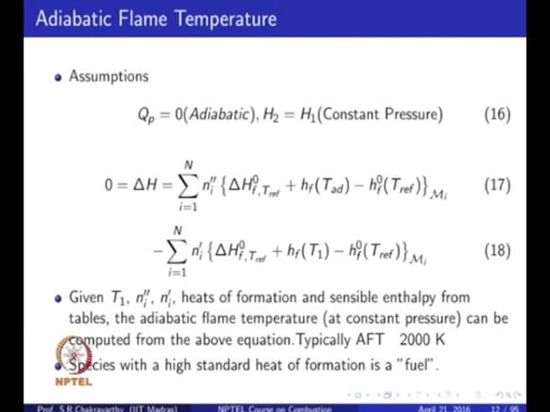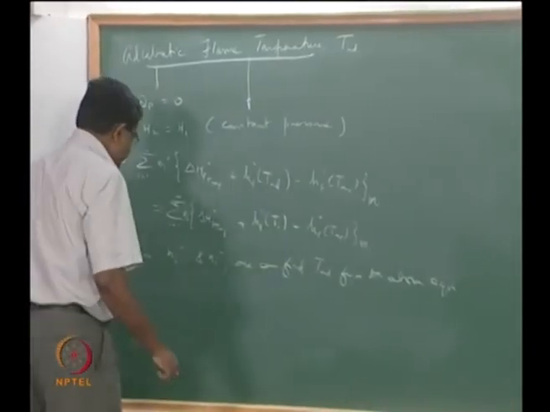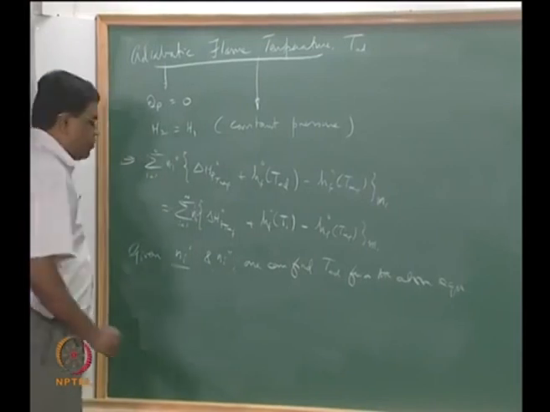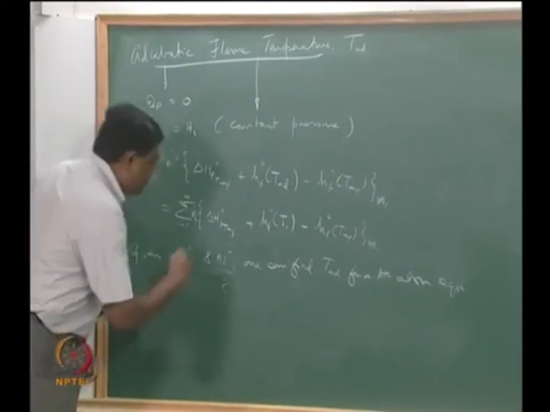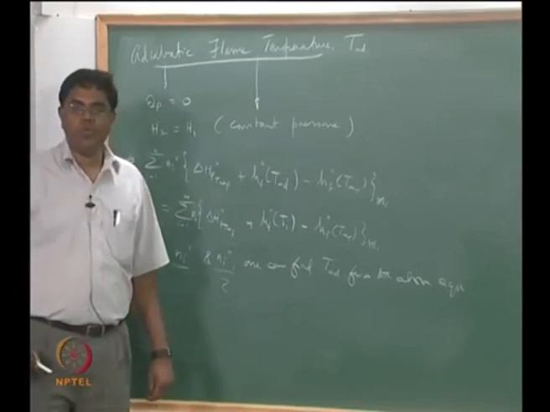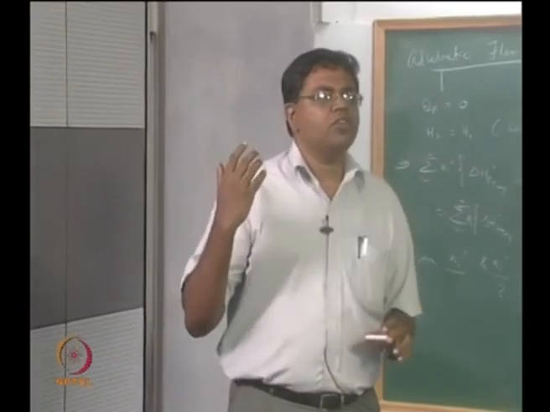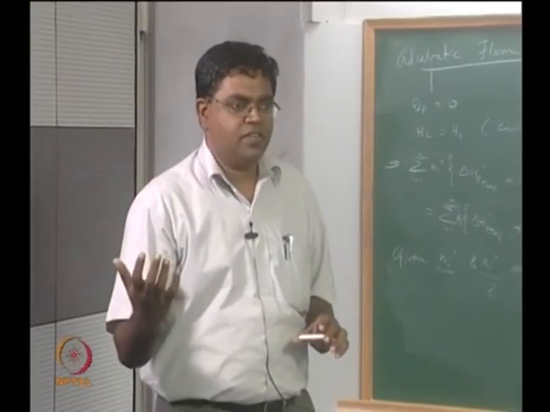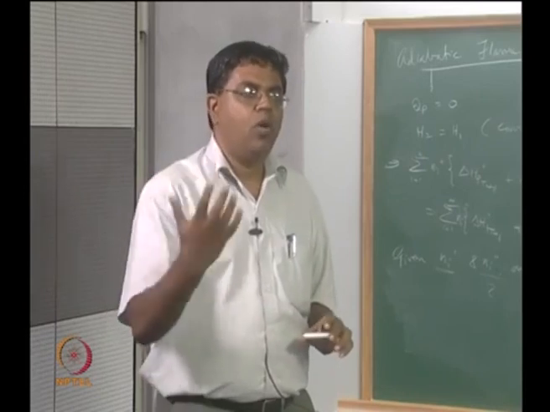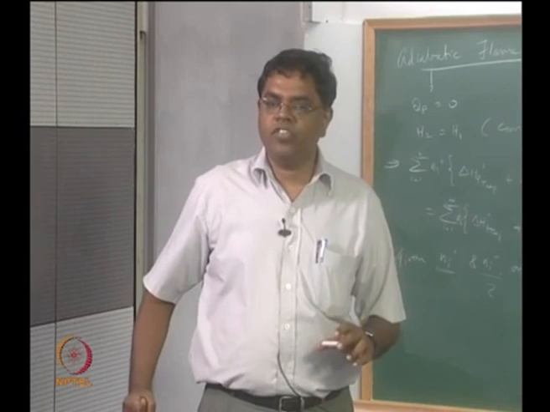The second question that I have is, I can give you Ni single prime, do I know Ni double prime? What is that? It means if I took a certain composition of reactants, how do I know what would be the composition of the products? Is it straightforward?